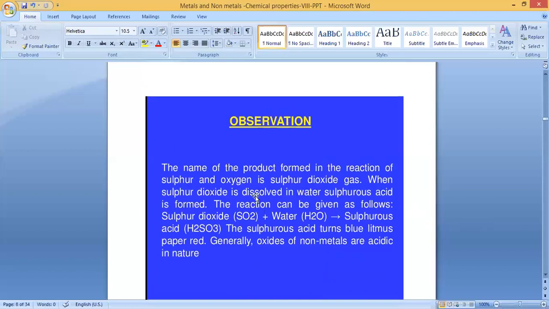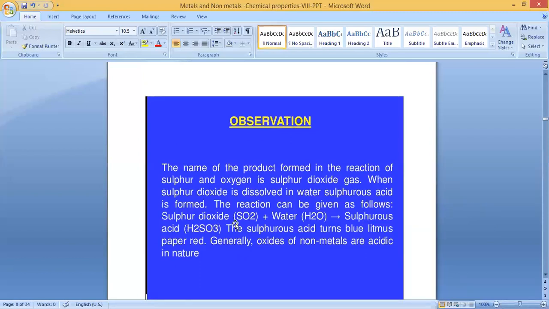The product formed in the reaction of sulfur and oxygen is sulfur dioxide gas. When sulfur powder is heated, it burns, and burning means it reacts with oxygen. Oxygen and sulfur form sulfur dioxide gas. When sulfur dioxide is dissolved in water, sulfurous acid is formed. The reaction can be given as follows: sulfur dioxide SO2 plus water H2O gives sulfurous acid H2SO3.